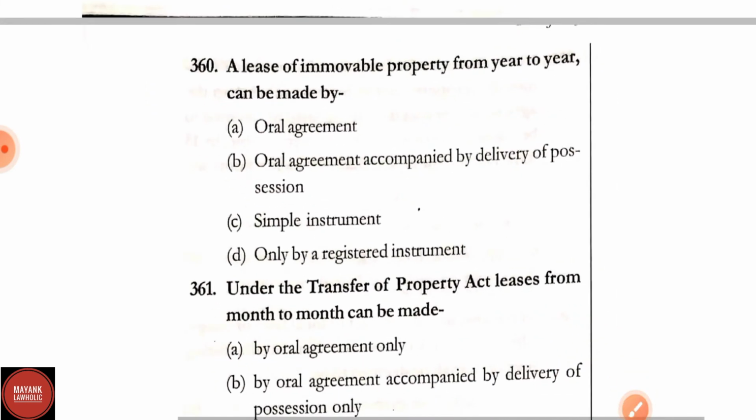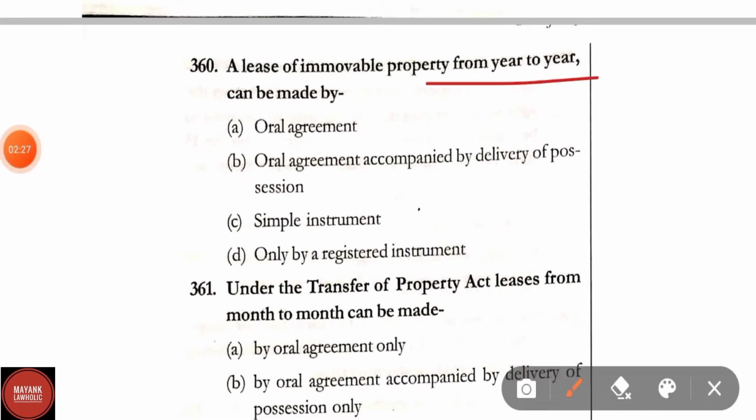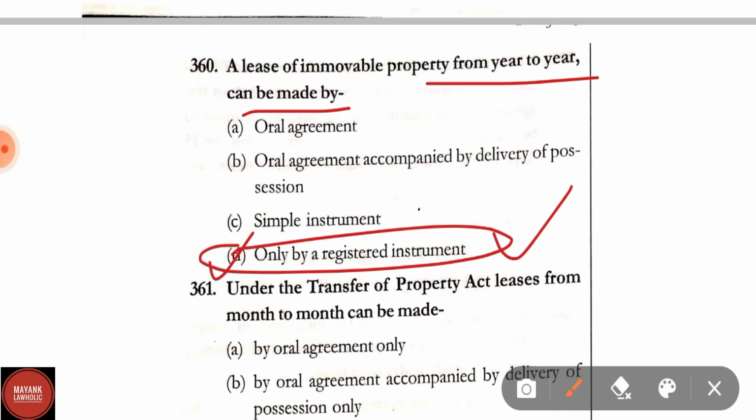Question number 360. A lease of immovable property from year to year can be made by oral agreement accompanied by delivery of possession, simple instrument, or only by a registered instrument. Option D is the right answer, that is, only by a registered instrument.